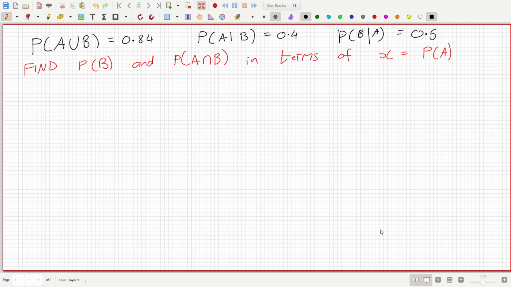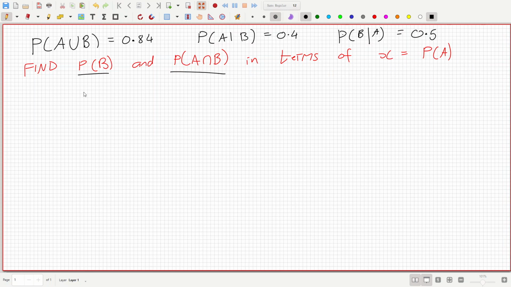Okay, this is quite a tricky question. We have P(A union B), we have P(A given B) and P(B given A), and we want to find P(B) and P(A intersect B) in terms of X. And X is just a shorthand for what we're calling P(A).